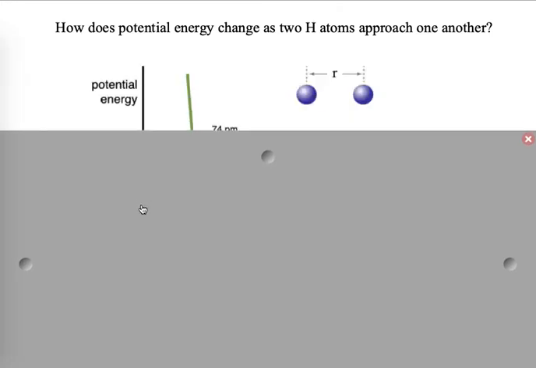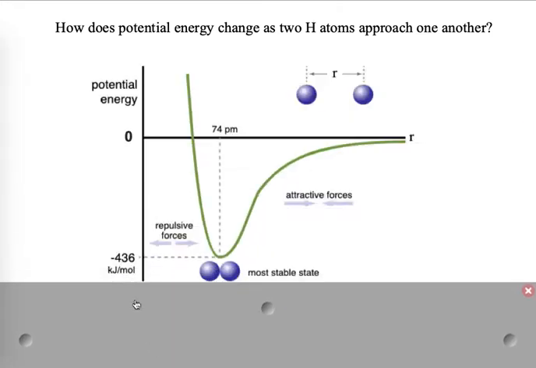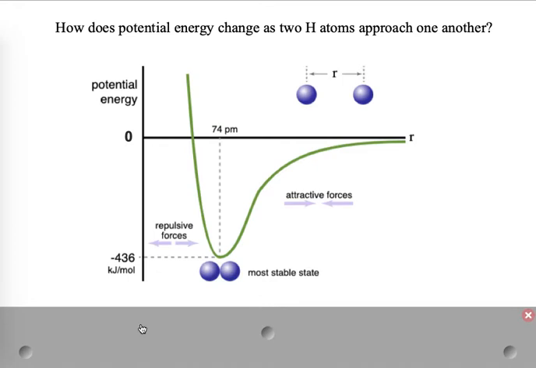So, here's a rather detailed graph. Let's explain what's going on here. On the x-axis is R, which is the distance between the 2 hydrogen nuclei. On the y-axis is potential energy. Far to the right, that is at large value of R, the nuclei are very, very far apart from each other, and therefore they do not interact. We will define that as a potential energy of 0.